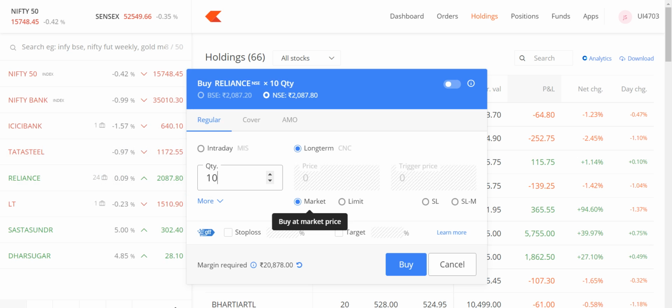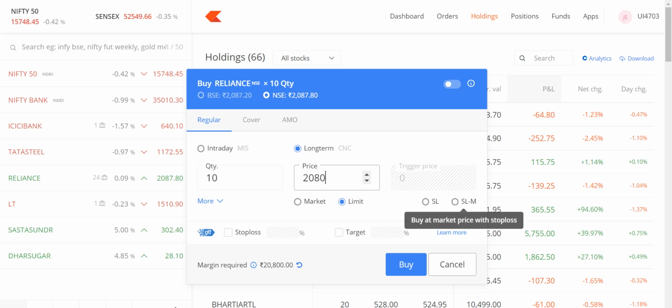So if you want to buy at some discounted price, then you have to put a limit order. Suppose 2080 is the price at which you want to buy this particular stock, so you have to place the limit order. Okay, so this is like that.